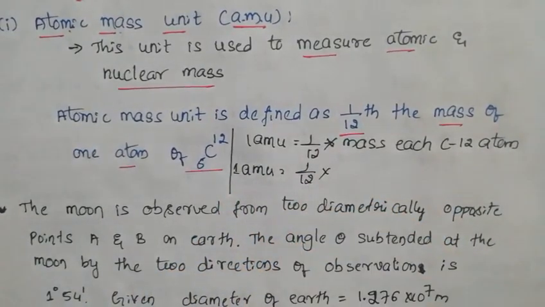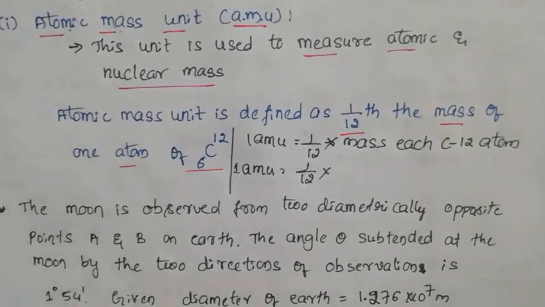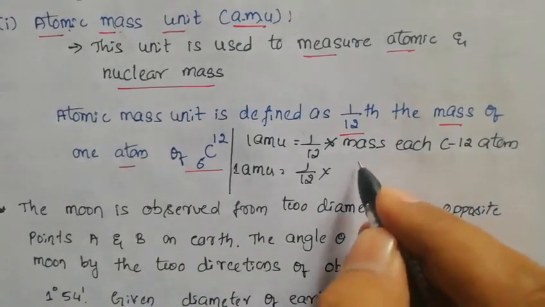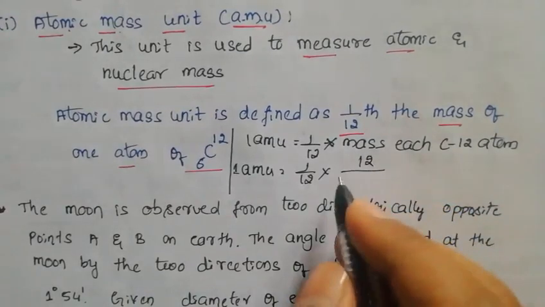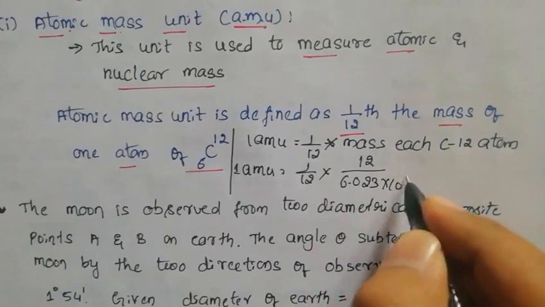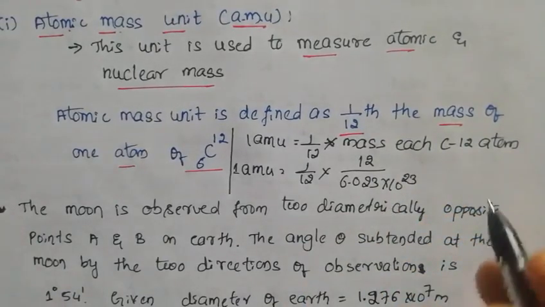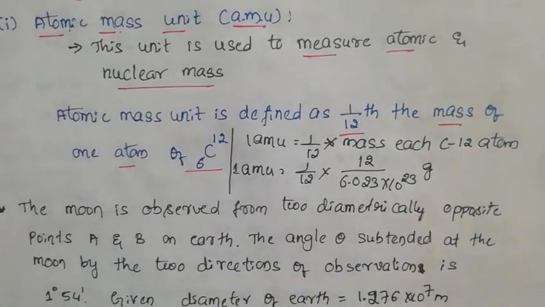So the mass of each carbon-12 atom, how much will it be? See here, a simple way. It is about 12 divided by 6.023 into 10 power 23. Sir, how did we get this? It is in grams.